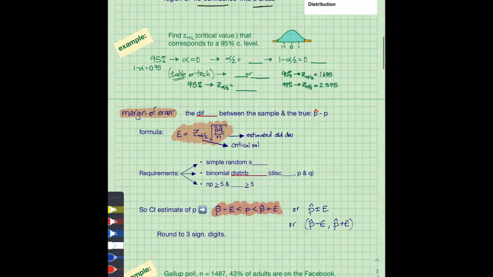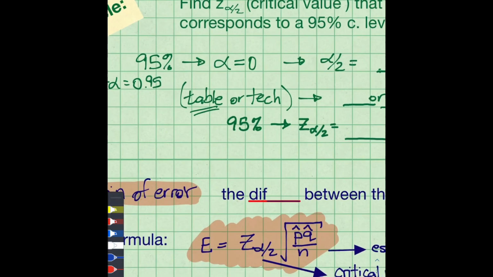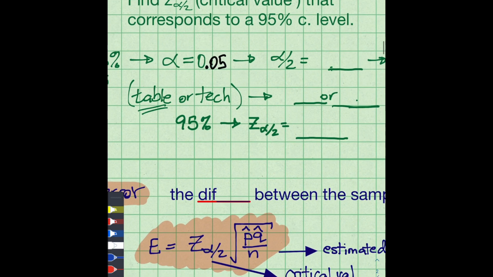So example number 1. Find Z sub alpha over 2, the critical value for 95%. Here is the process that we do to find that. And they could give you any number here, and it's the same process, whether it's 94%, whether you want a 70% confidence level. All right, item number 1. Alpha is then 0.05. Alpha over 2 is 0.025.